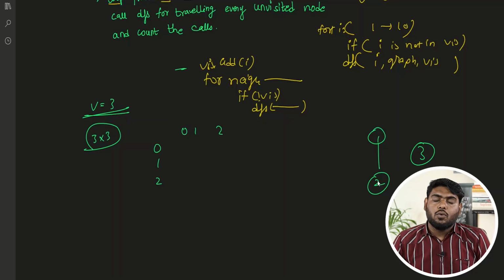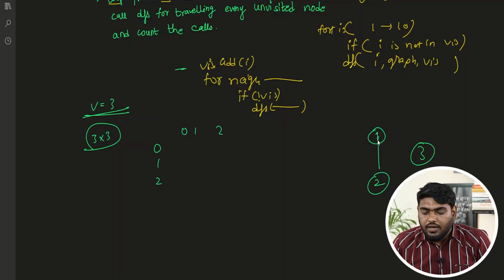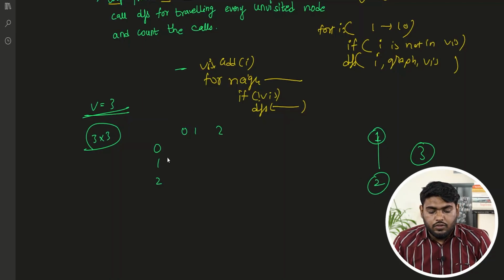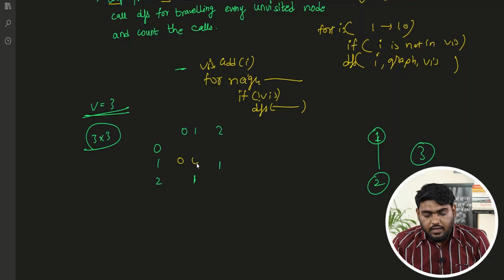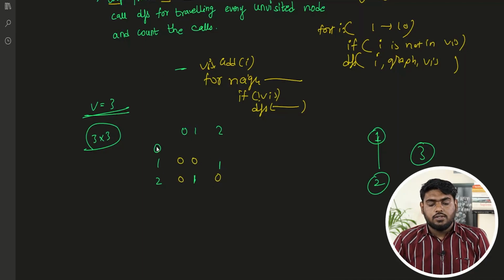right? So what is happening here? We are having one edge between 1 and 2. So it is going to be 1 and 2 having one edge, 2 and 1 having one edge, correct? And no other edge is there. So we can mark every other value as 0.